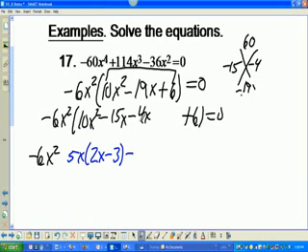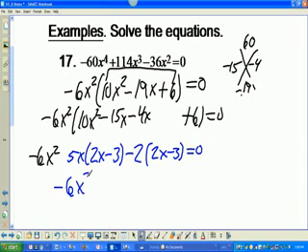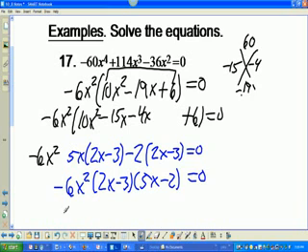Factor out the negative here, because the leading coefficient is negative. 4 and 6, 2 goes into those. And so factor out a negative 2, I get 2x minus 3. So this whole thing factors to negative 6x squared times 2x minus 3, because I factored the common factor out of both those terms, times 5x minus 2.